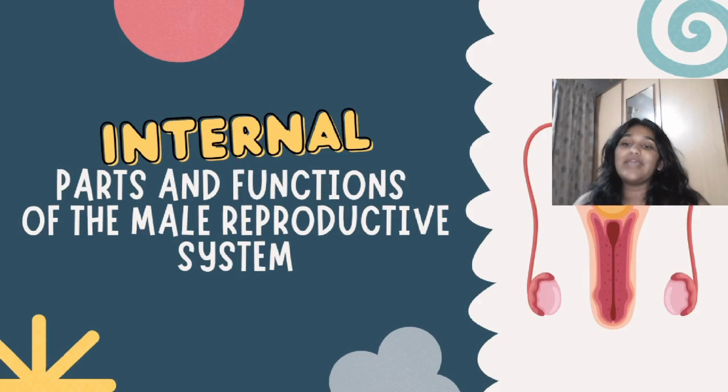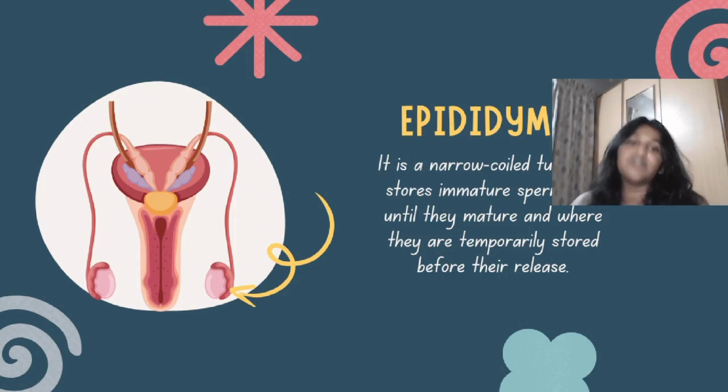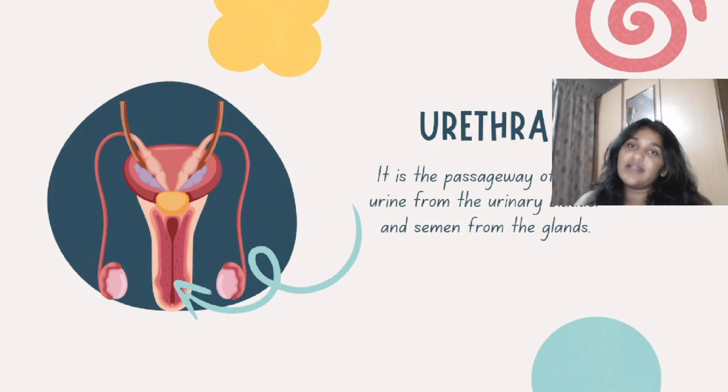Okay. Then we have the internal parts and functions of the male reproductive system. Again, important. We have the epididymis. It's a narrow coiled tube that stores immature sperm cells until they mature, when they are temporarily stored before they release. Then we have the urethra that I told you. It's a passageway for both urine from the urinary bladder and semen from the glands.